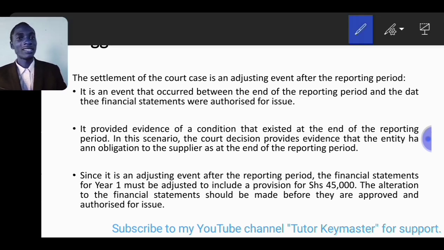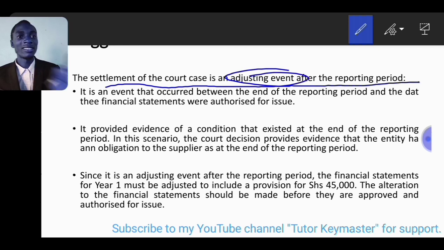Let me take you through my suggested answer. The settlement of the court case is an adjusting event, as I have told you. It is an event that occurred between the end of the reporting period and the date the financial statements were authorized for issue. It provides evidence of a condition that existed at the end of the reporting period. In this scenario, the court provides evidence that the entity already had an obligation to the supplier at the end of the reporting period. So since it's an adjusting event, the financial statements of year 1 must be adjusted to include a provision of shillings 45,000. The alteration to the financial statements should be made before they are approved and authorized for issue.